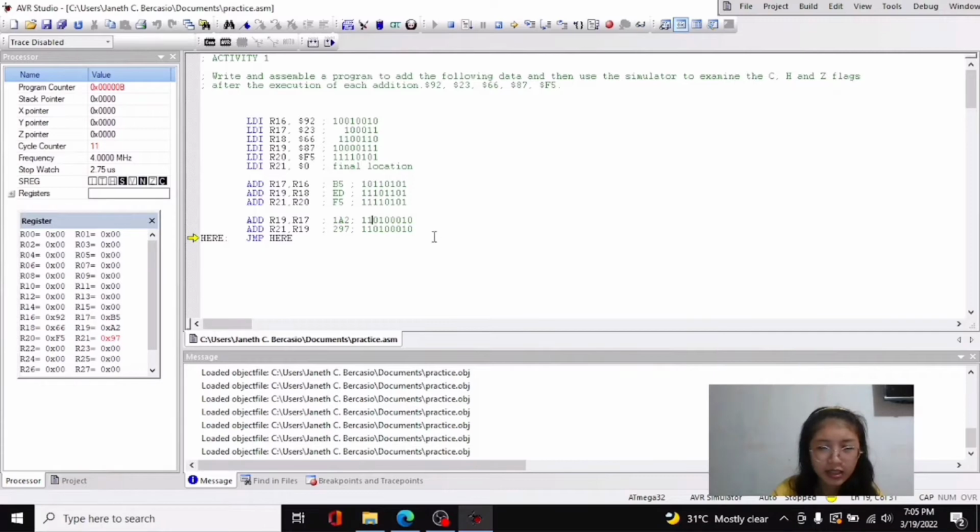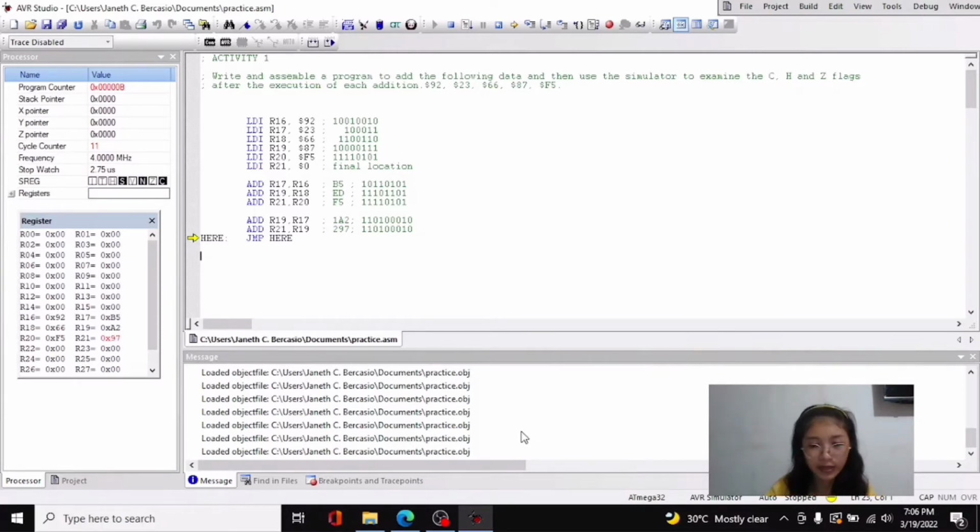Our H flag is not activated because looking at R19 and R21, this is R19 and then R21, D3: 1 plus 0 is just 1. So there will be no carry from D3 going to D4. And for the Z flag, it remains 0 since our sum in adding R21 and R19 does not equate to 0. So the sum of these data is equivalent to 97 in hex, and it is stored in R21.